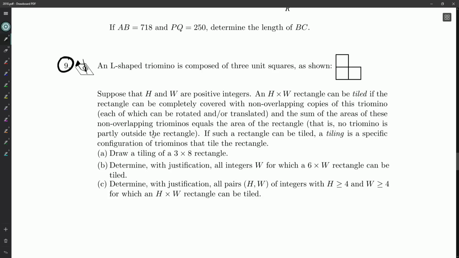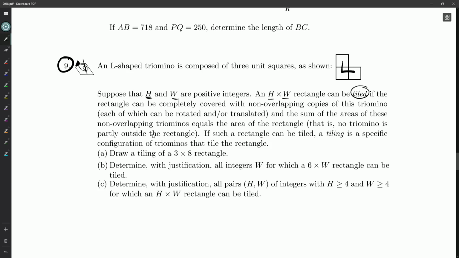An L-shaped triomino is composed of 3 unit squares as shown. So a little L or corner piece, I guess. Suppose that H and W are positive integers. An H by W rectangle can be tiled if the rectangle can be completely covered with non-overlapping copies of the triomino, each of which can be rotated or translated, I guess they say. And the sum of the areas of these non-overlapping triominoes equals the area of the rectangle.